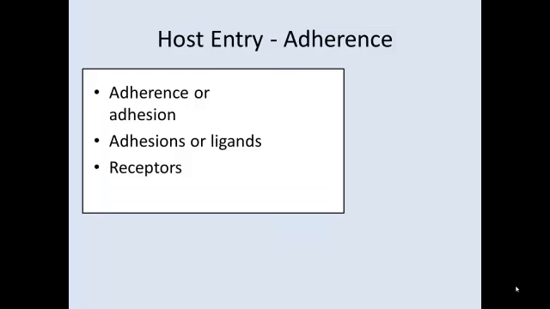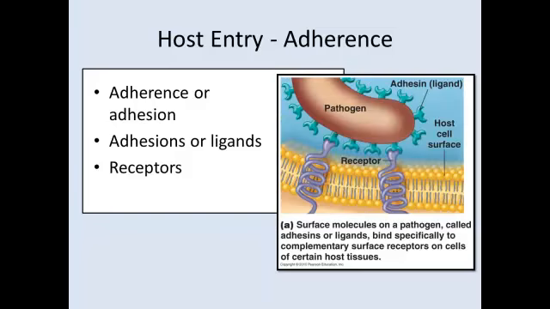So to be able to do this, a pathogen needs to have molecules that we call variously adhesions or a ligand, and they match up with the receptor on the host cell, and generally they're very specific. Okay, so you've got to have both of these for the pathogen to be able to grab a hold.